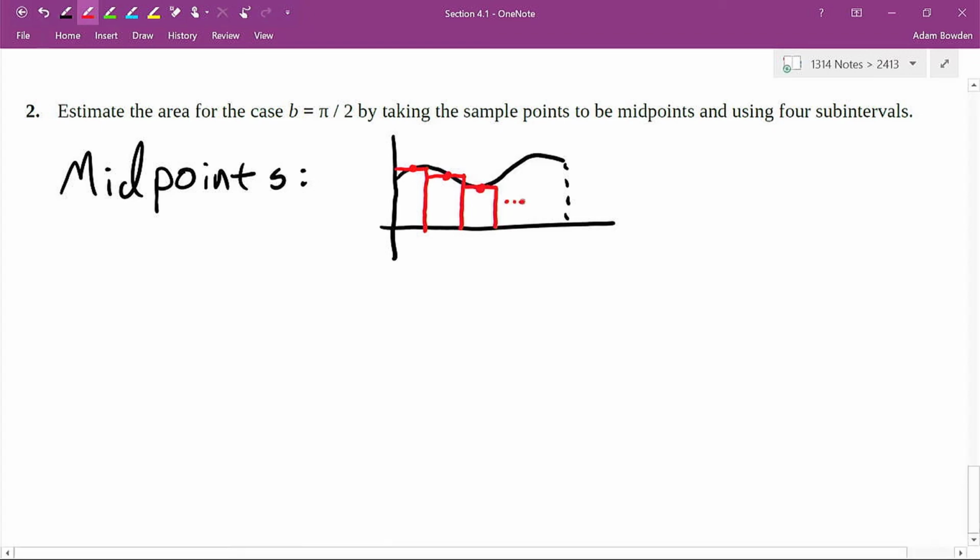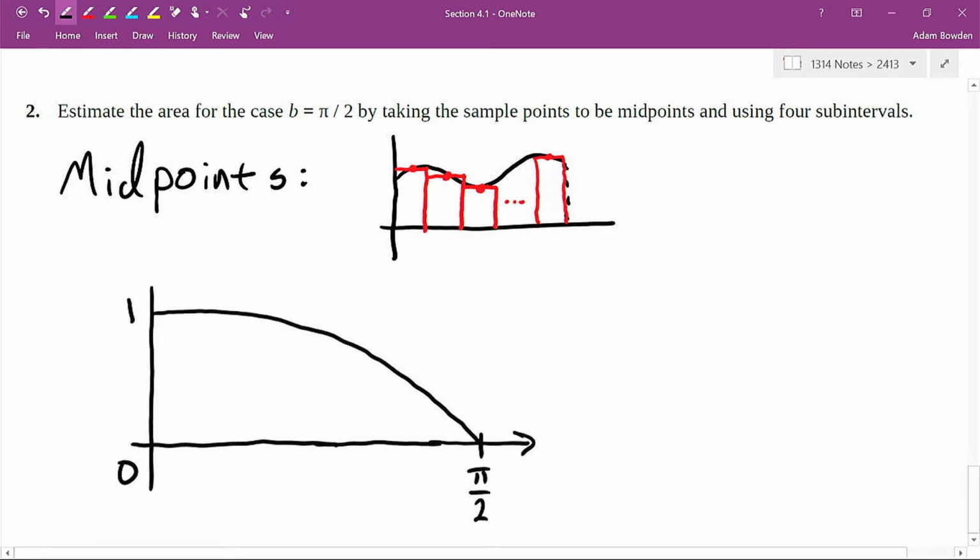So we can do this in addition to the right and left corner rectangles. In a way, it's a little bit nicer because we don't always go over or under. It kind of splits the difference. Okay, so for our cosine function, let's set up the midpoint rectangles for this one. So I'm going to set this up with 4 equal segments.